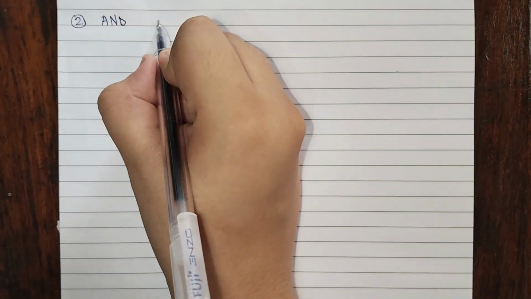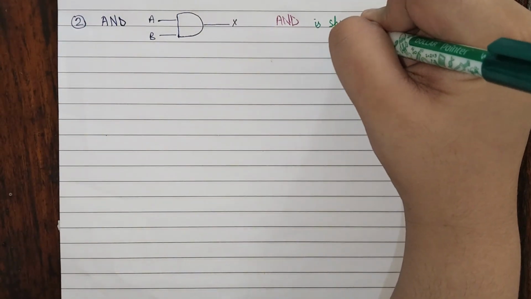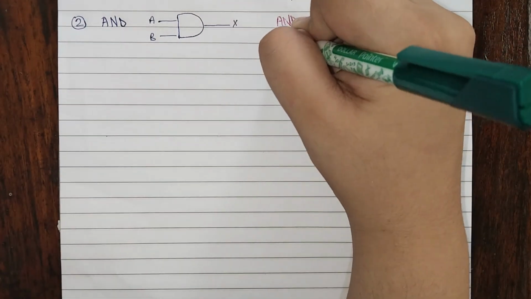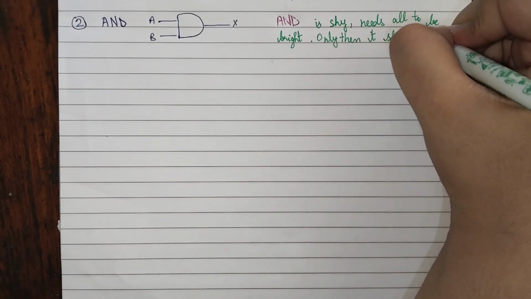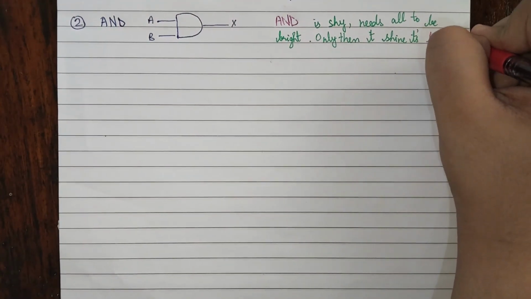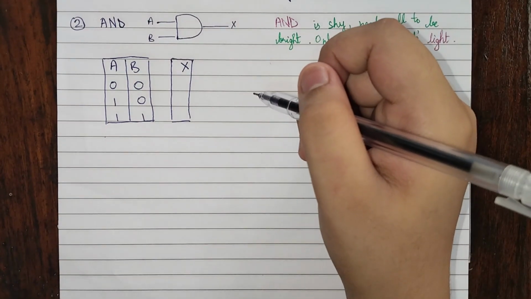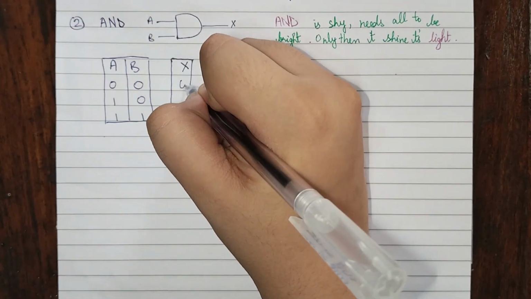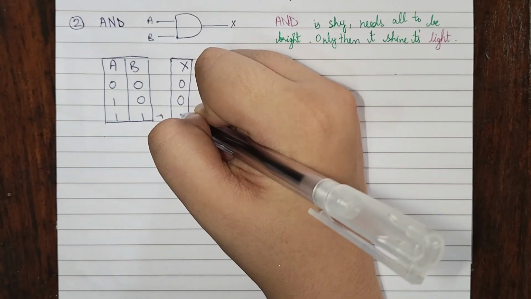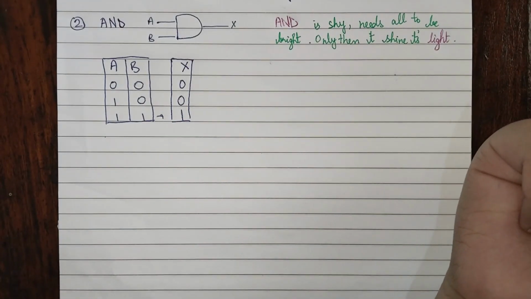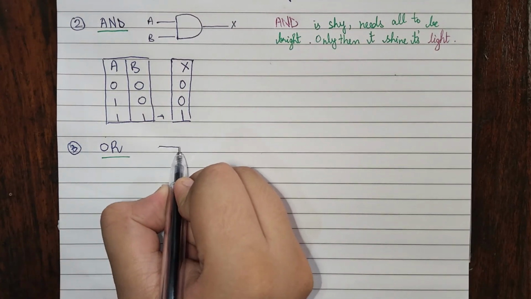Then comes the AND gate. AND gate has 2 inputs and it brings out 1 output. So the rhyme is, AND is shy, needs all to be bright, only then it shines its light. So what it means by that is if both inputs are 0, it will not light up. If either one is a 0 and the other one is 1, it will still not light up. The only case it will have output 1 is if both inputs are 1. I hope this makes you remember this because you have to remember it for your exams later on.